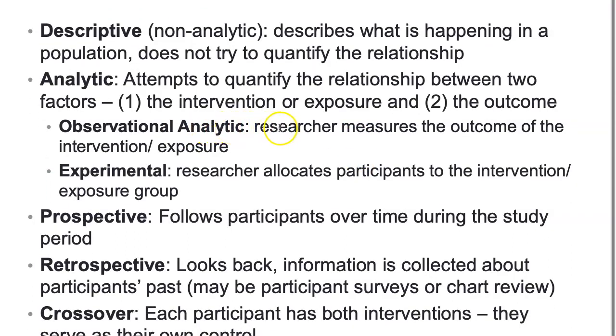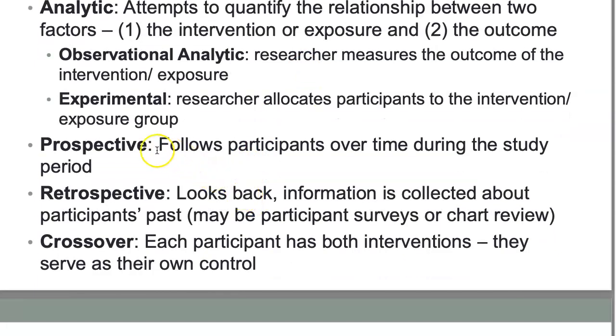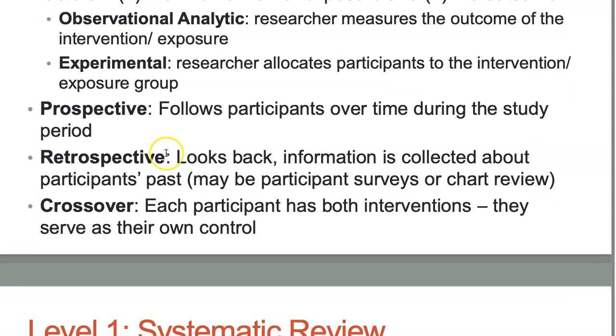Observational analytic, the researcher measures the outcome of the intervention or exposure. Or experimental, the researcher allocates participants to an intervention or experimental group. So that's our experimental design, the experimental one. Observational analytic, researcher measures the outcome of the intervention. They're very similar. Prospective follows the participants over time during the study period.